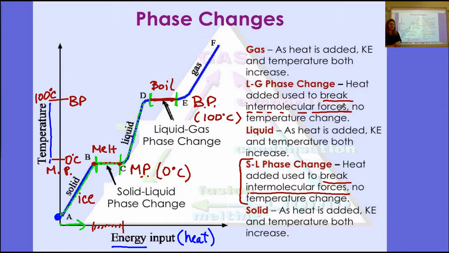Until I'm finally in the gas phase. Once 100% of it is in the gas phase, it can continue on and go above 100 degrees as a vapor. So your kinetic energy and your temperature are both increasing in the gas phase, in the liquid phase, in the solid phase. But when you're changing your phases, when you're melting or you're boiling, all of that energy that you're adding is being used to break intermolecular forces. So what does this really mean?